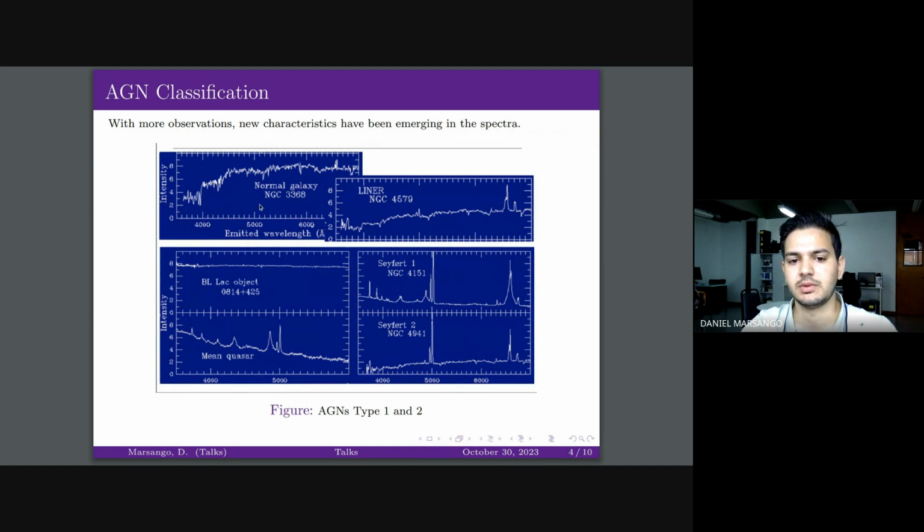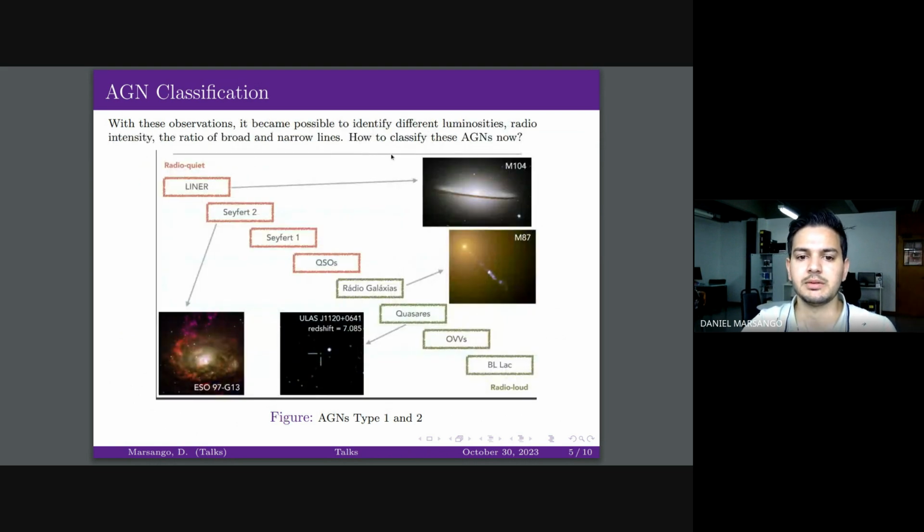With more observations, new characteristics emerged in the spectra. For example, compare the spectra in the figure: LINER, Seyfert, BL Lac. These spectra are very different. Compare also the quasar. Quasars have an increased flux in the blue region. What explains these differences observed in the spectra? Compare with normal galaxies. Normal galaxies don't have emission lines and broad lines, but other AGNs have these emission lines. With these observations, it is possible to identify different luminosities, radio intensity, and broad and narrow lines.